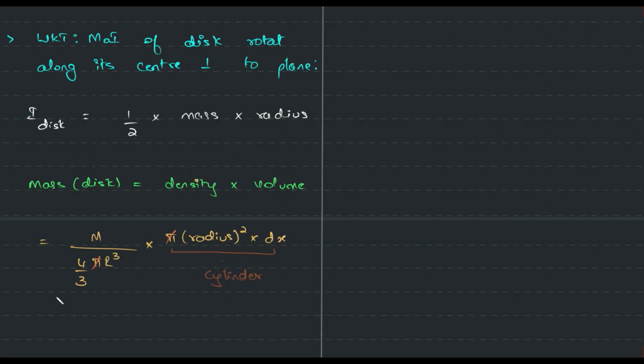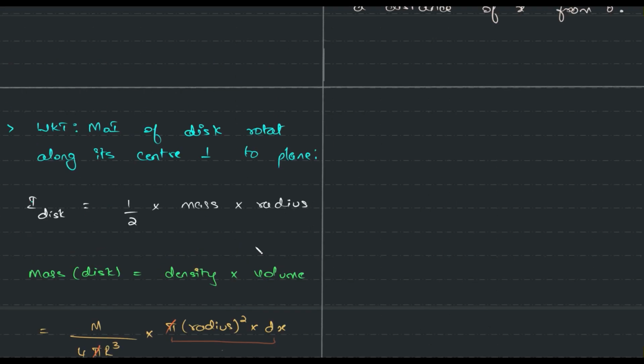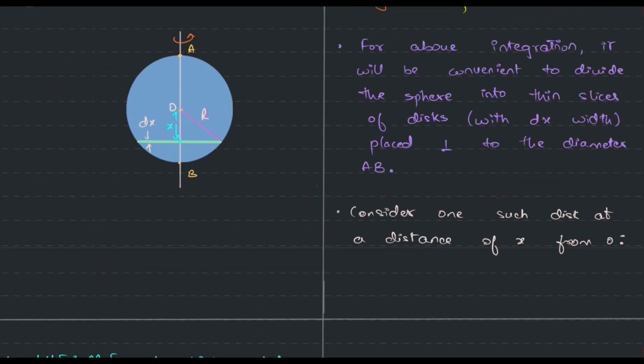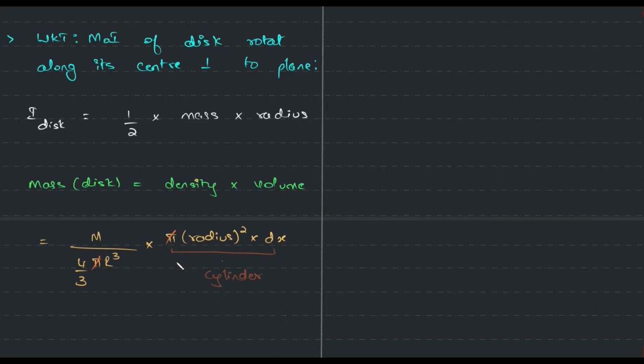So we have pi and pi getting cancelled, and the radius. You can see that the radius will not be the same for all of them. The radius will be different, so how do you handle it? The radius has to be expressed in terms of x and r. So the radius will be the square root of r squared minus x squared, as per the Pythagorean theorem. So I'll write it over here: 3 by 4 m by r cubed times (r squared minus x squared) dx.